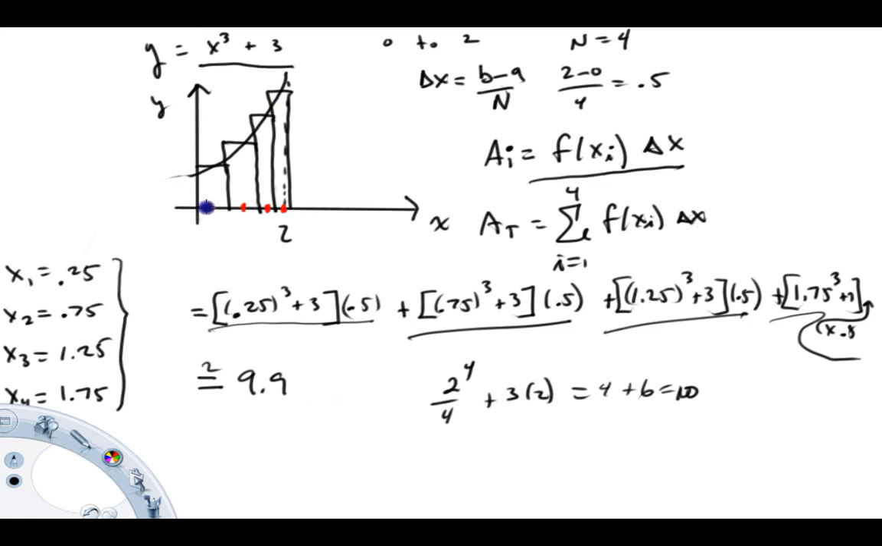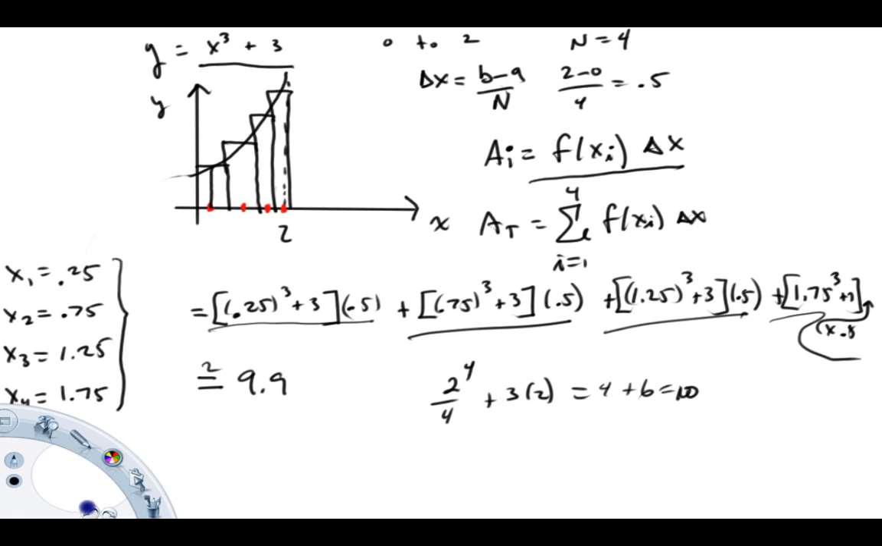An important thing to realize is you're going to need function values. You're going to need x values at the midpoint of each rectangle. So that's the first thing you have to do, is get those values. That's what this stuff is. Then the area is given by the function value times delta x. Then the next one is the function value times delta x, and so forth.